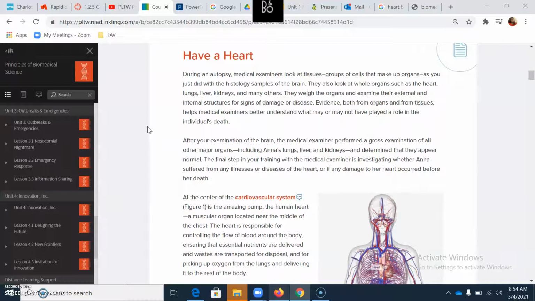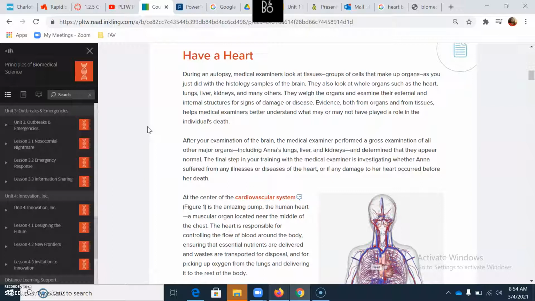During an autopsy, medical examiners look at tissues, groups of cells that make up organs, as you just did with the histology samples of the brain. They also look at whole organs such as the heart, lungs, liver, kidneys, and many others. They weigh the organs and examine their external and internal structures for signs of damage or disease. Evidence both from organs and from tissues help medical examiners better understand what may or may not have played a role in an individual's death.